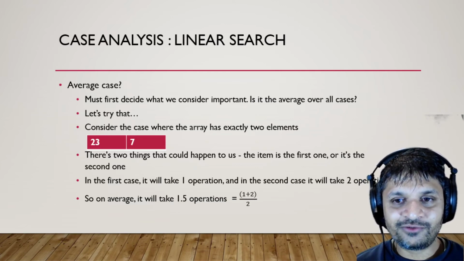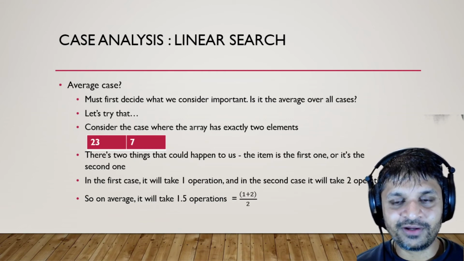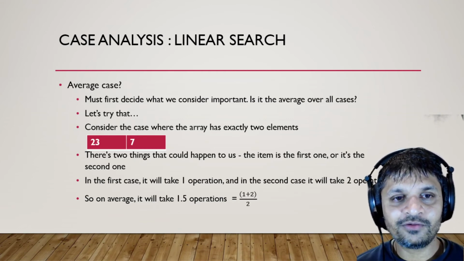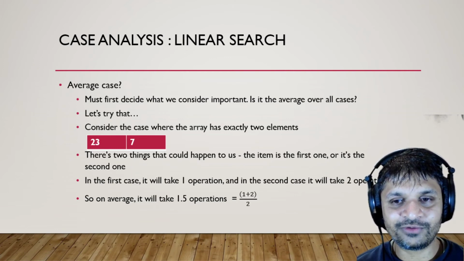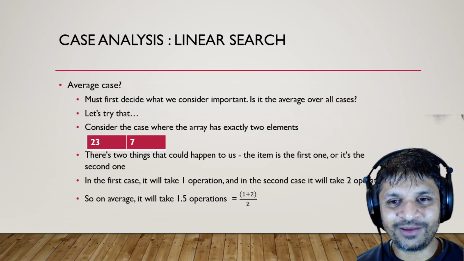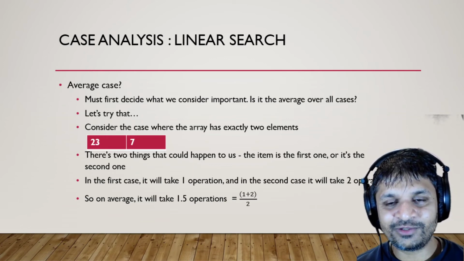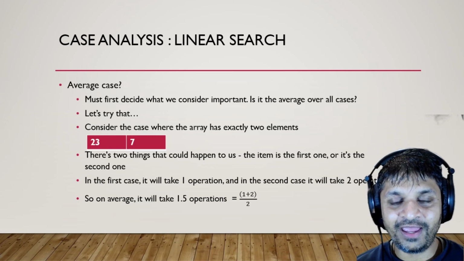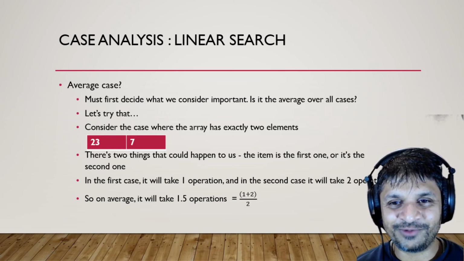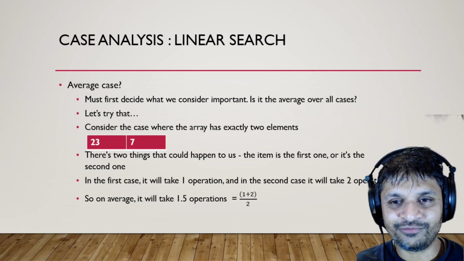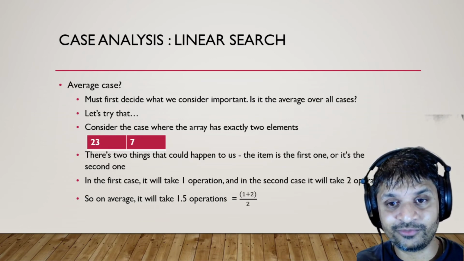For the case of linear search, we're going to take the average over all possible cases, right? So let's try it. Let's look at an array that just has 2 elements. In this example, there's only 2 possible cases. Either the key is in the first element or it's in the second element, right? If it's in the first element, the algorithm is going to take 1 operation, and if it's in the second element, it's going to take 2 operations. So on average, it's going to take 1.5 operations, right? Which is just 1 plus 2 over 2, just the standard average of the costs of the 2 possible cases.